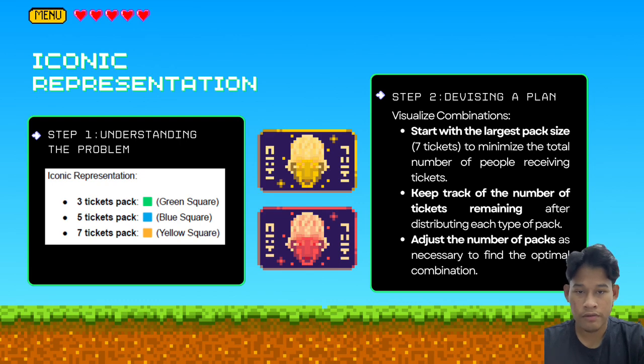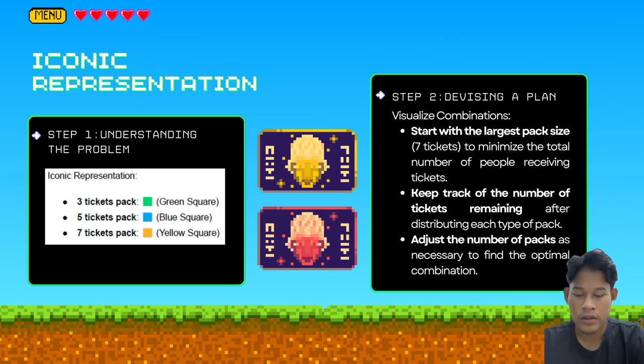So we move to the alternative solution. In the alternative solution, we use an iconic representation. So basically, iconic representation is an illustration that makes mathematical ideas more approachable and understandable for students by using pictures, symbols, or drawings. So we move to step 1, which is understanding the problem.